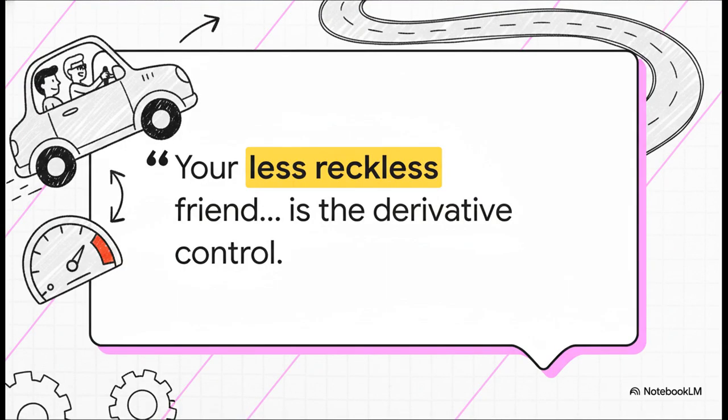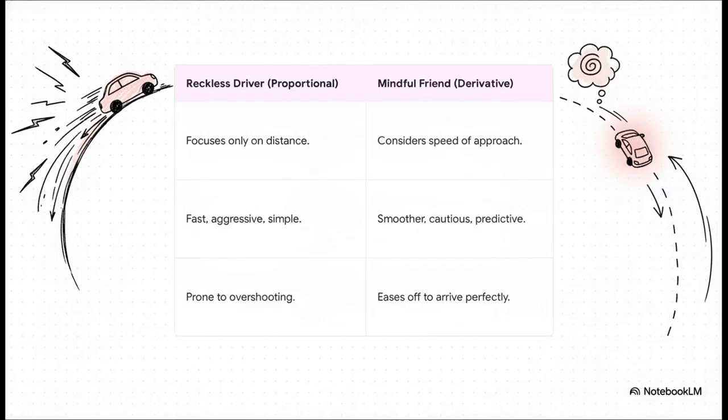Now let's look at a much smarter approach, derivative control. This is our mindful friend. They're not just staring at the destination up ahead, they're also glancing down at the speedometer. So let's put them side by side. On one hand, you've got the reckless driver, fast, aggressive, and always blowing past the target. On the other, you've got the mindful friend. They're way more predictive. They notice how fast you're approaching and say, hey, maybe we should ease off the gas now. This derivative control takes the rate of change into account, and that leads to a much smoother, way more accurate arrival at the target.